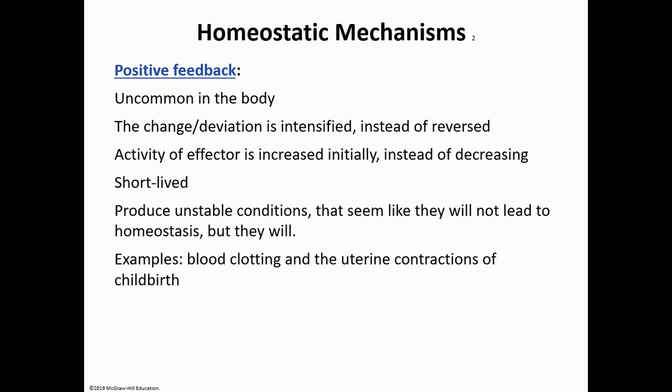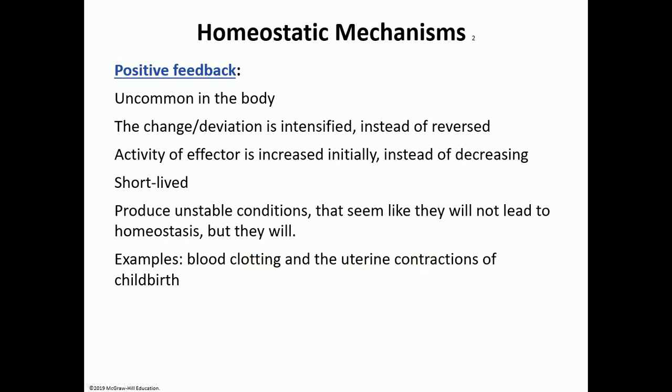Okay, so again, in both of these different examples, you deviate further away from normal. The change is intensified, okay, until you reach the goal. So in case of blood clotting, the bleeding has stopped. In case of uterine contractions, well, the baby was born. Okay, then things return back to normal.